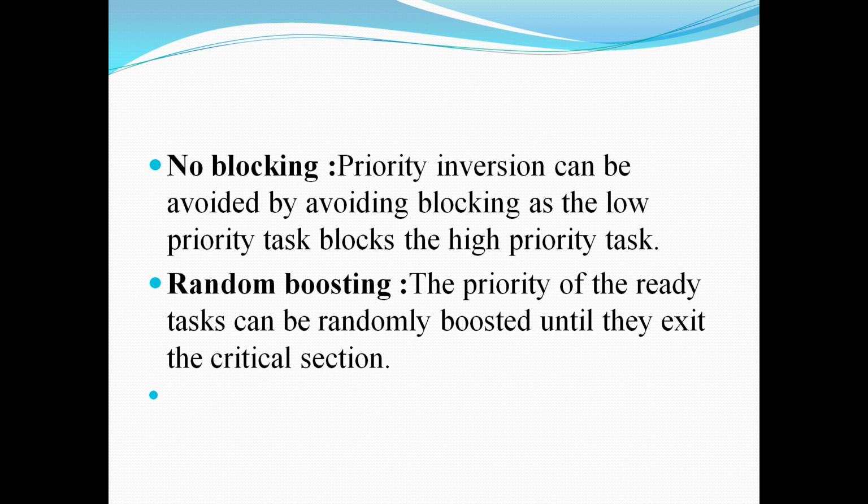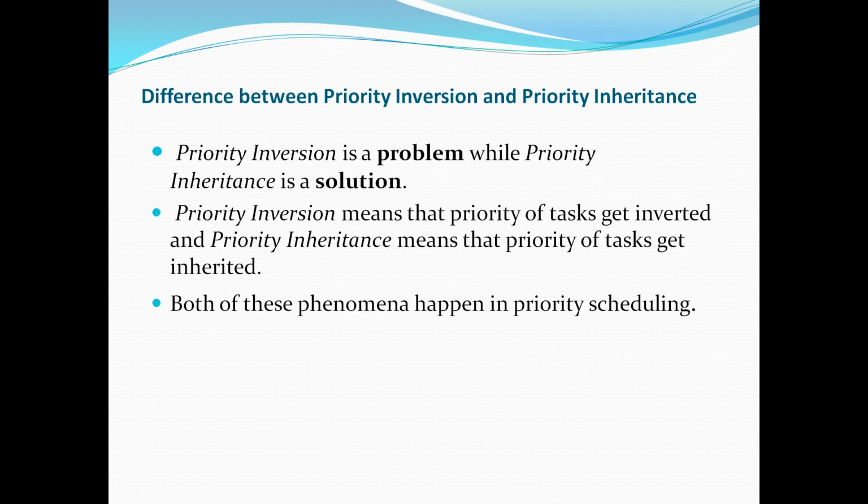Among all these listed solutions, I already told you the first two are the popular solutions for the priority inversion problem. Now we will see a few differences between priority inversion and priority inheritance. As I told you, priority inversion is a problem, whereas priority inheritance is a solution. And priority inversion means priority of the task gets inverted, whereas priority inheritance means that priority of the task gets inherited. And last one is both of these phenomena happen in priority scheduling.